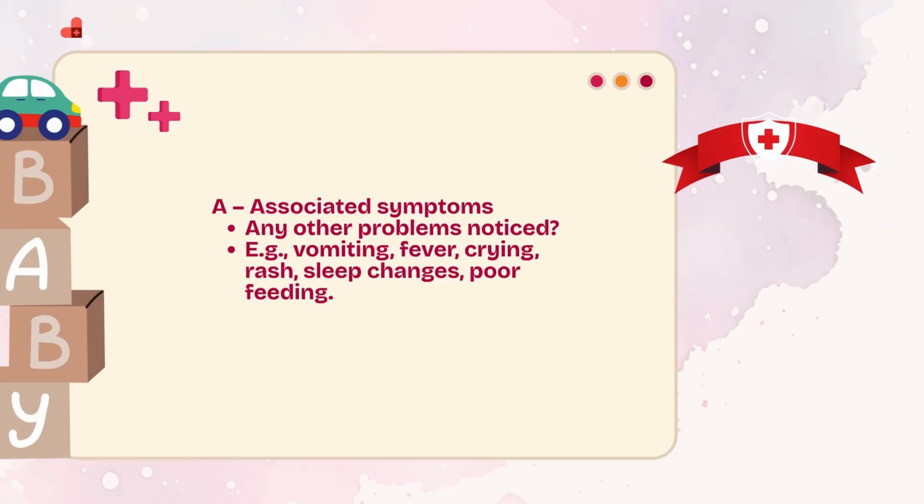Next is A for associated symptoms, like any other problems noticed. For example, vomiting, fever, crying, rash, sleep changes, poor feeding. Now, this is a key here. We ask what other symptoms are present. For example, if there is vomiting with fever and lethargy, it could indicate systemic infection or meningitis, and asking this helps guide the differential diagnosis.